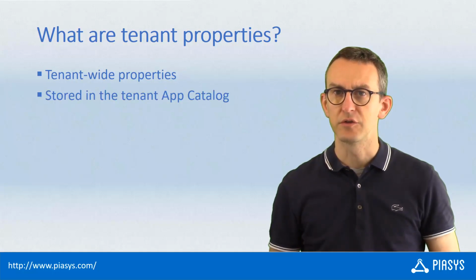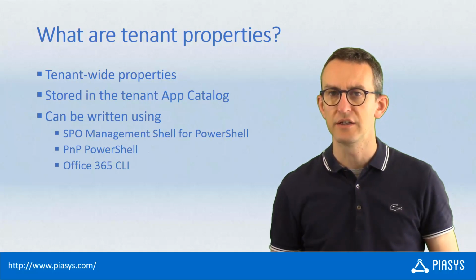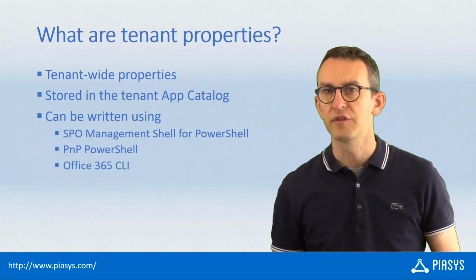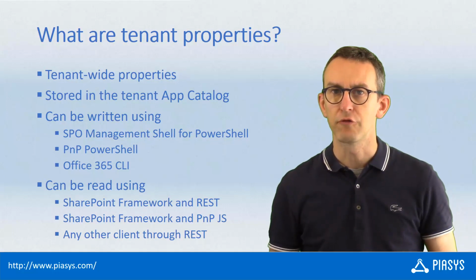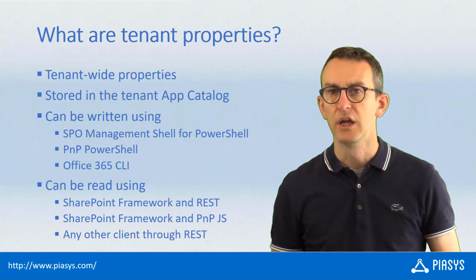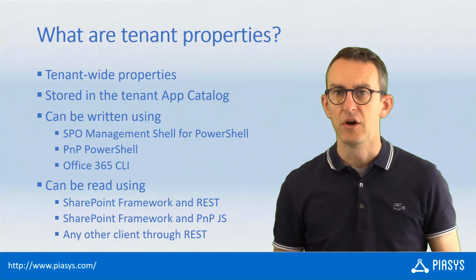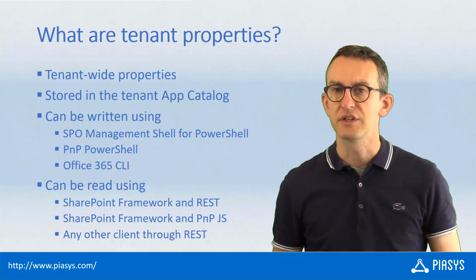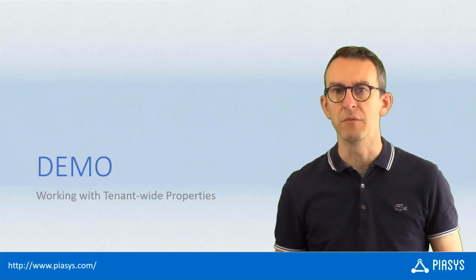A tenant property is stored as a setting at the tenant-wide app catalog level, and you can write the tenant properties using either the SharePoint Online management shell in PowerShell, or PnP PowerShell, or Office 365 CLI, and you can use the same tools to read them. From a developer perspective in SharePoint Framework, you can use the PnP.js library, or just a low-level REST API request, or whatever other development technology, you just need to make a REST request to get the value of a tenant-wide property. So let me move to the demo environment and show you how to use them in practice.